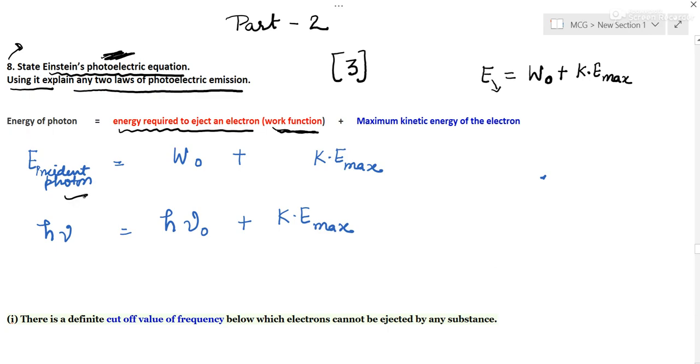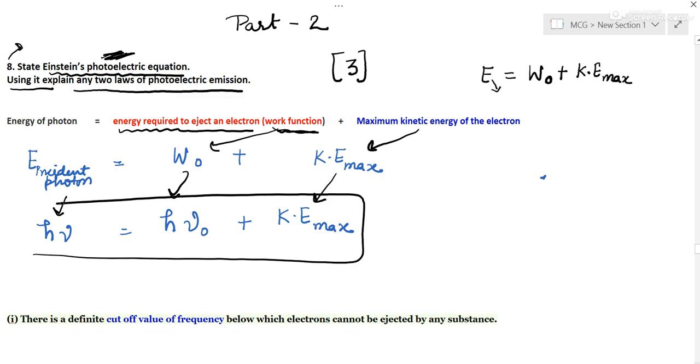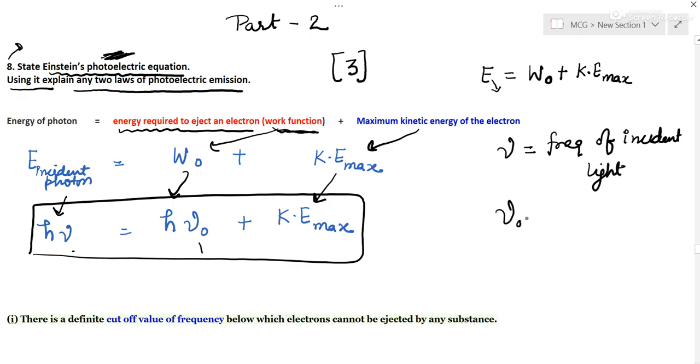This can be written as energy of the incident photon is equal to work function W naught plus maximum kinetic energy, kinetic energy max. Then the energy of the incident photon can be written as h nu, the work function can be written as h nu naught, and kinetic energy max remains kinetic energy max. This is the equation that needs to be reported, but you should also tell what the symbols mean. Nu is the frequency of incident light, or incident photon. Nu naught is the threshold frequency, the minimum frequency.